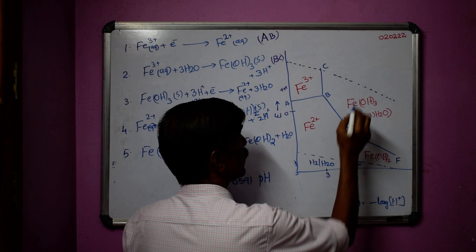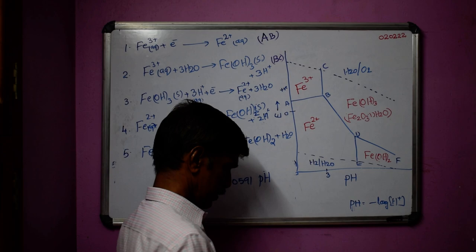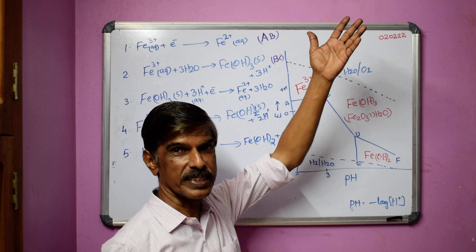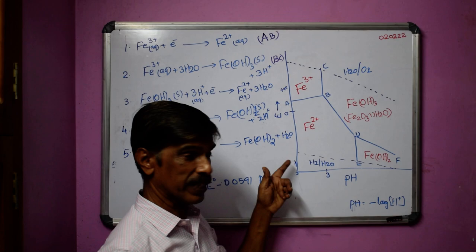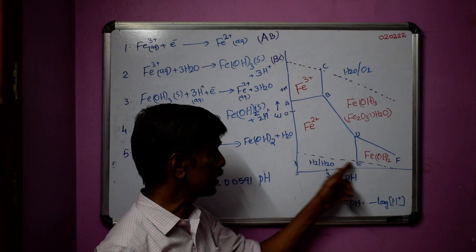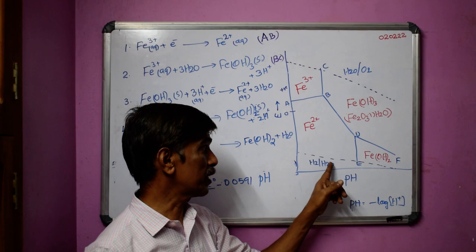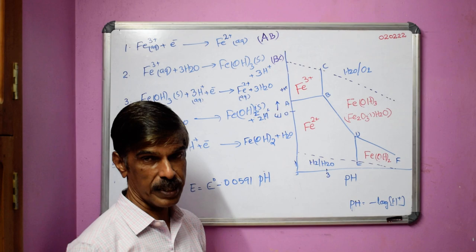Oxygen is formed from water at a very high potential, about 1.23 V, and only when we go above that can we see water itself getting oxidized into oxygen. At a very low, negative potential, below zero, we can see water is reduced into hydrogen. So these two lines represent the oxidation and reduction of water. Water is reduced into hydrogen, water is oxidized into oxygen. Okay.